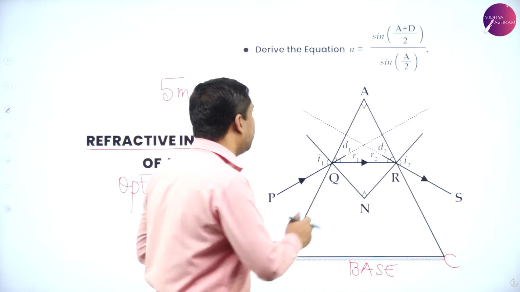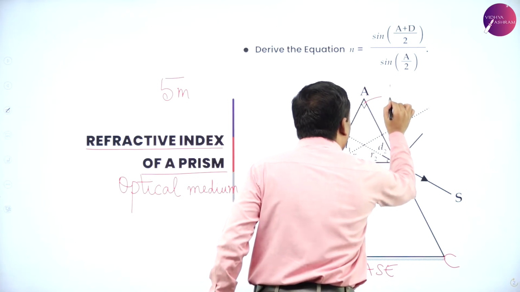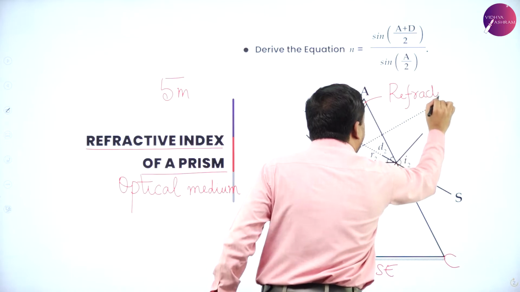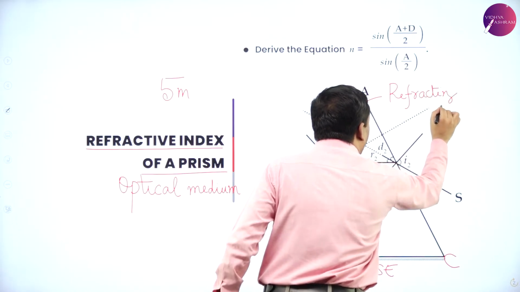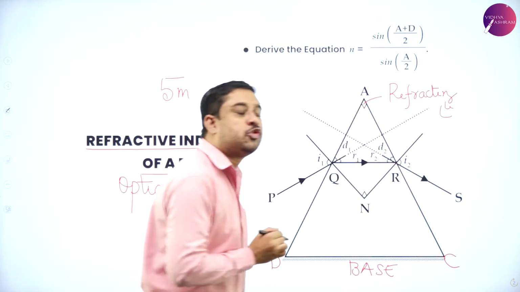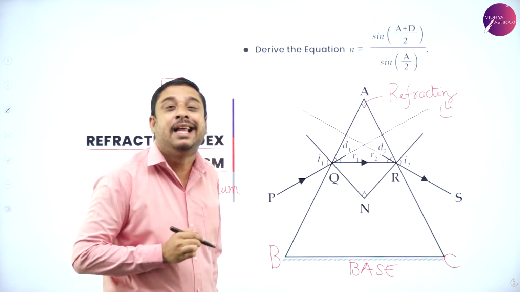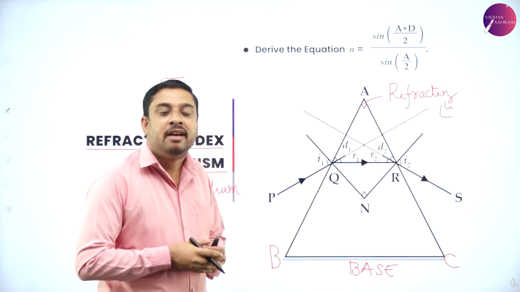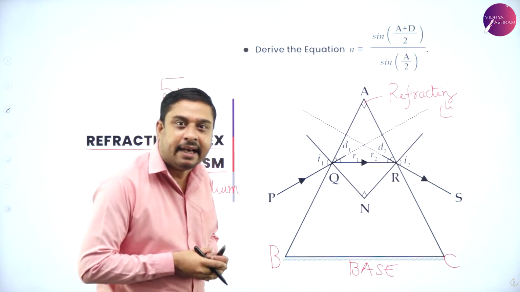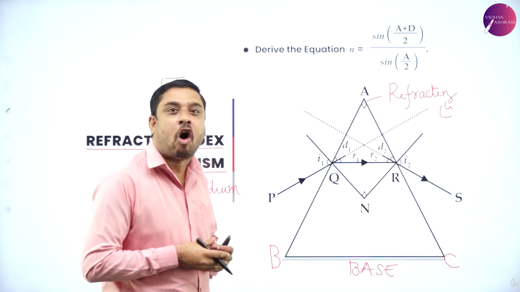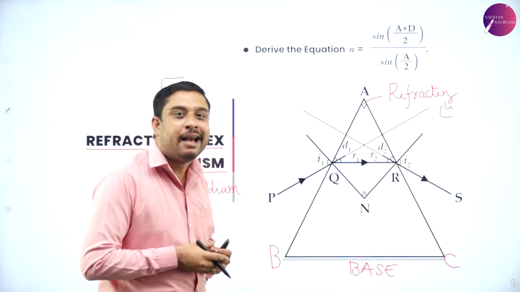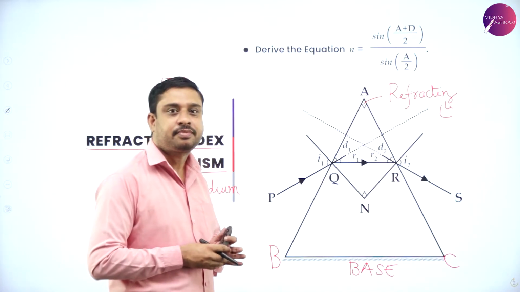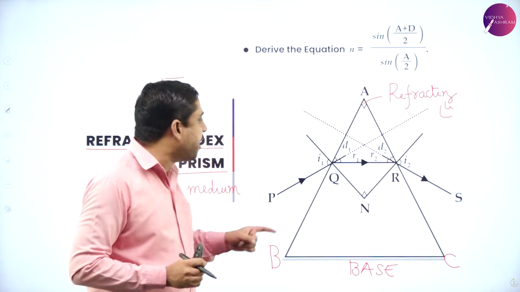And here A is called the refracting angle, or it is also called the angle of the prism. What do we call A? Refracting angle, or it is also called the angle of the prism. Now follow carefully.